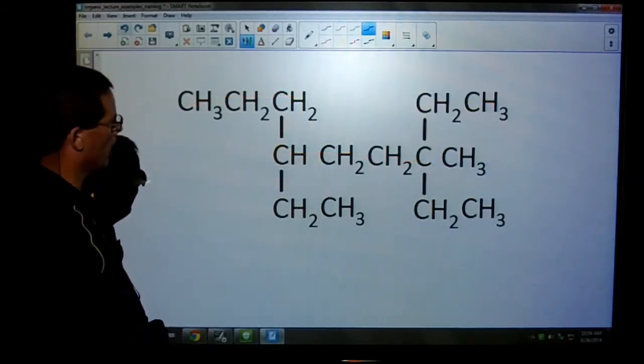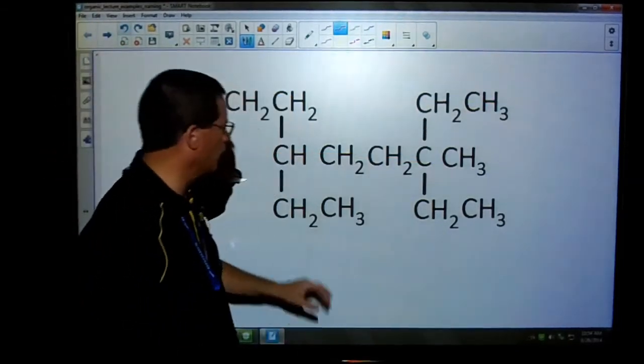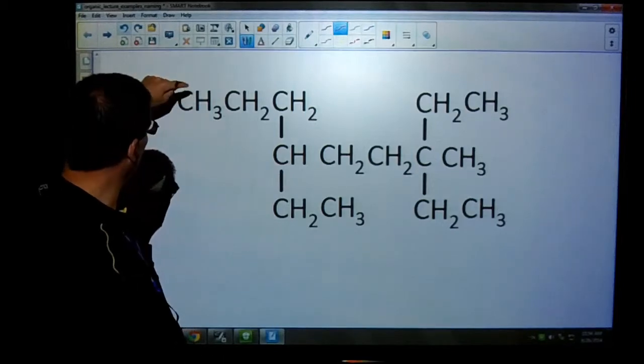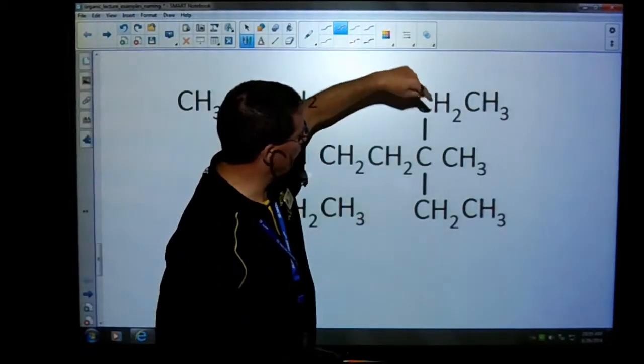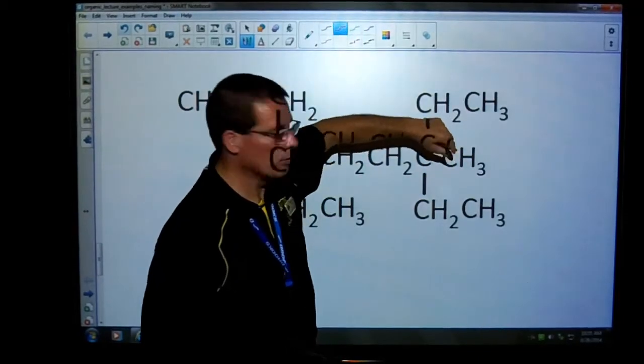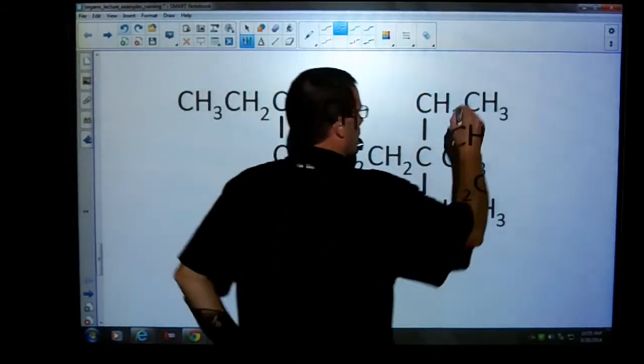So let's go ahead and number it because we are looking at our longest chain. So again, 1, 2, 3, 4 would be our ethyl. 1, 2, 3 would be our ethyl and methyl. So we're going to start numbering from this side.